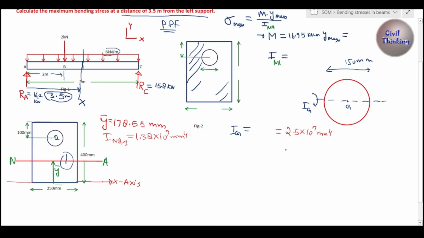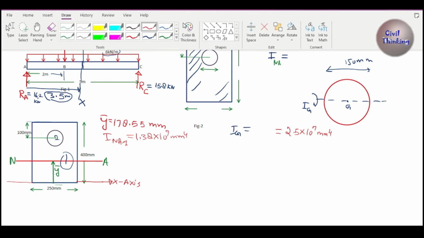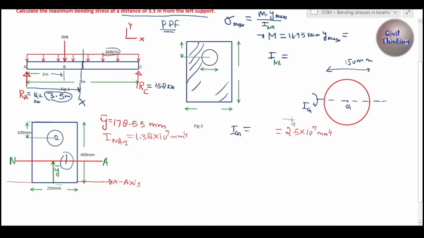Now we will use the theorem of parallel axis. We have to find the moment of inertia of this circle about the neutral axis. As you can see here, we have to find the moment of inertia of this circle about the neutral axis. Now how far is the neutral axis from this center? See, from the bottom up to the neutral axis is y bar, which is 178.55.